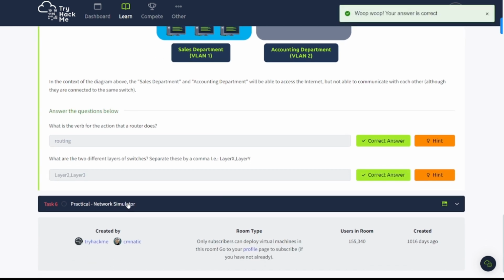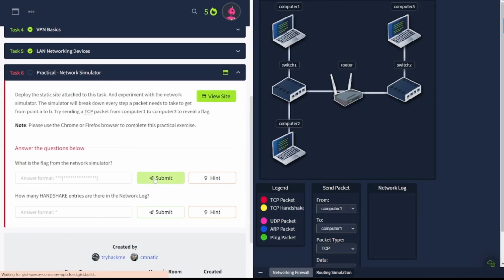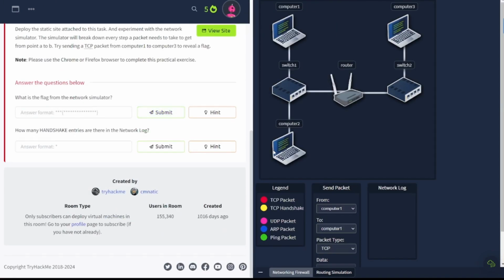Awesome. Now let's continue on to task number 6 here and close this out. Deploy the static site to this task and experiment with the network simulator. The simulator will break down every step a packet needs to take to get from point A to B. Try sending a TCP packet from computer 1 to computer 3 to reveal a flag. Please use Chrome or Firefox to complete this exercise. Oh, you can't use Edge or Internet Explorer? Darn it. Anyway, let's get on with this and take a look at this simulation part.